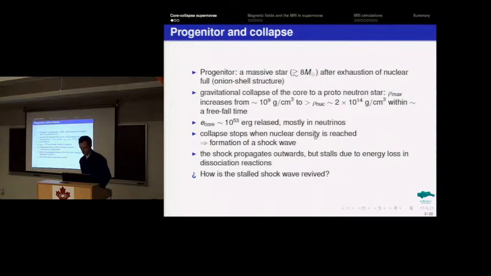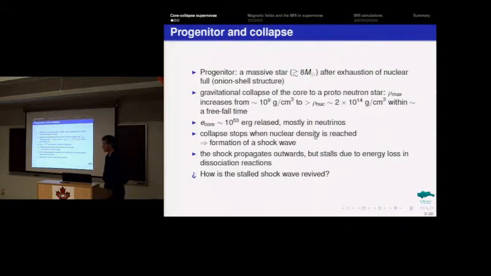This core is unstable against gravitational collapse and collapses to a proto-neutron star from an initial density of around 10^9 grams per cubic centimeter to more than nuclear matter density of, say, a few times 10^14 grams per cubic centimeter. So collapse proceeds within roughly a free-fall time, so a few hundreds of milliseconds, whereby 10^53 ergs, the gravitational binding energy, are released, mostly in the form of neutrinos.